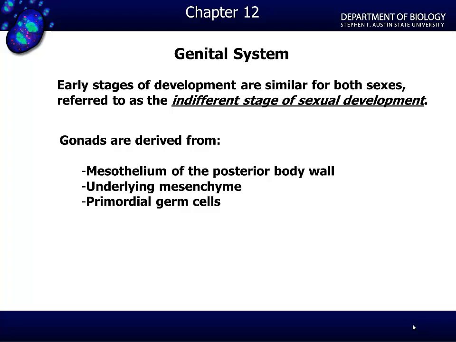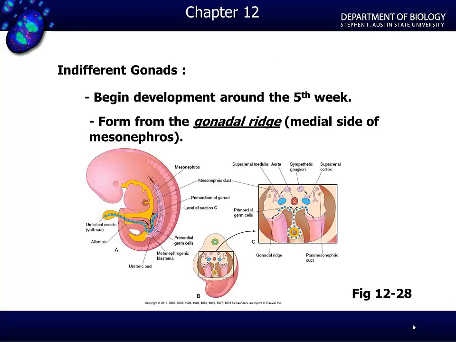Now, as we move into the genital system, we're first going to look at gonadal development. And early on, there is an indifferent period of gonad development where you will not distinguish male from female. And so in these indifferent gonads, we're going to see they're derived from mesothelium of the posterior body wall, where the gonads are going to begin to develop, underlying mesenchymal cells, again, mesodermal in origin, and then primordial germ cells that are going to migrate in from the yolk sac. So these are going to be endodermal contributions to our genital system, and they're going to give rise to our oogonia and our spermatogonia.